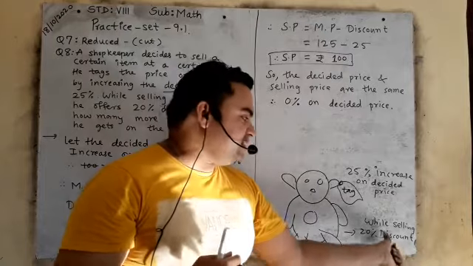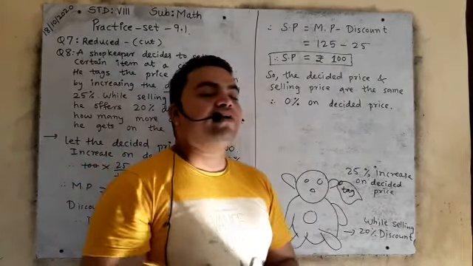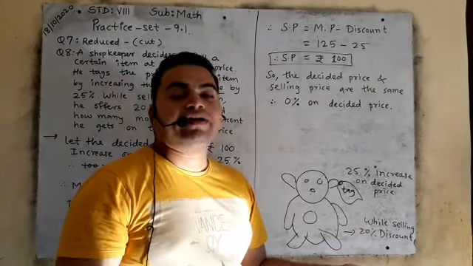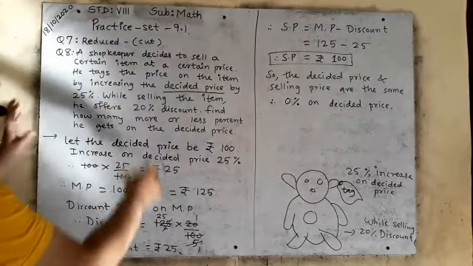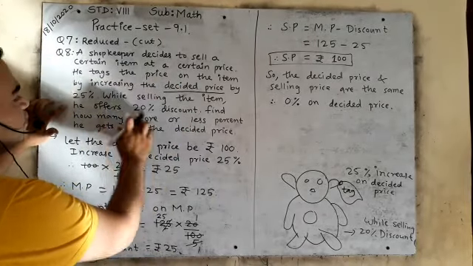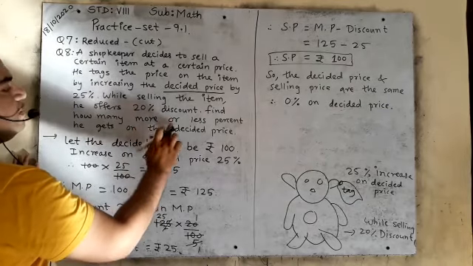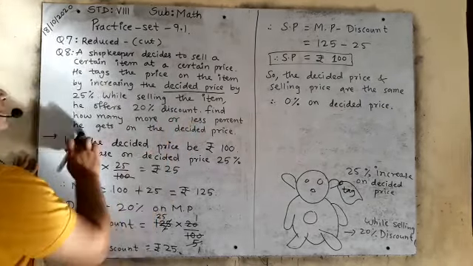So while selling this item, while selling this teddy bear, I will give 25% discount to customer. So customer will be happy that he will be getting 25% discount. So okay, very good deal. Let's take a teddy bear. Like, so customer will think like this. So see what the question is saying. 25% while selling the item he offers 20% discount. As I have said, while selling the teddy bear I will give 20% discount to the customer. Find how much more or less percent he gets on the decided price.